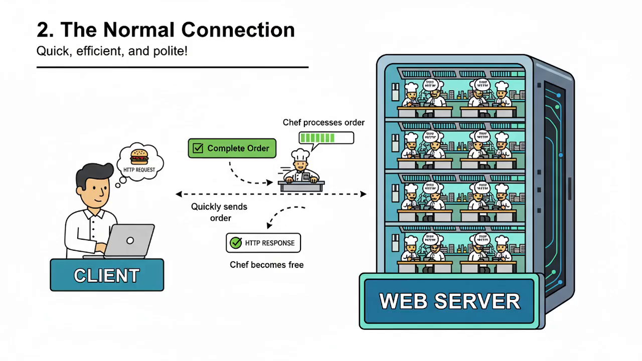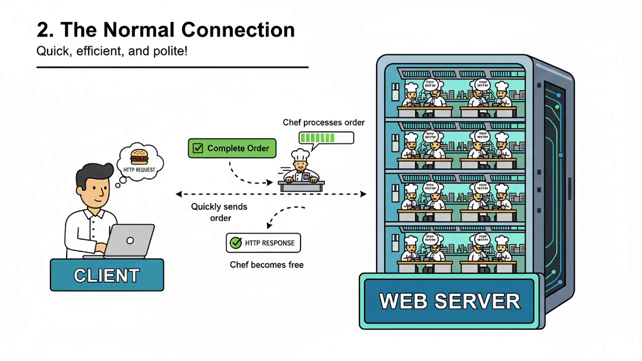Now let's zoom in and understand a normal healthy connection between a client and a web server. This is how things should ideally work: quick, efficient and polite. The client's request. On the left, we have our client making an HTTP request. Perhaps they want to view a web page or order a delicious burger. This request travels to our web server, which, as we saw, is like a busy kitchen. One of our dedicated chefs, representing a server process, picks up this order. They quickly process it, complete the task, and then send back an HTTP response to the client.